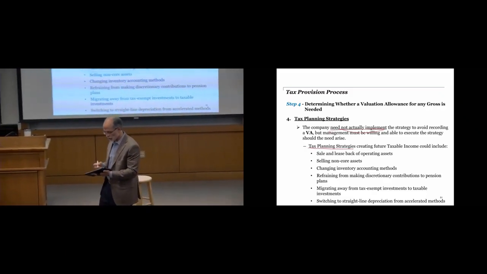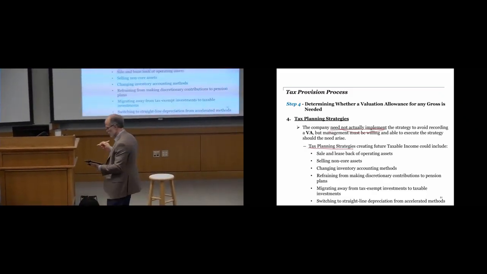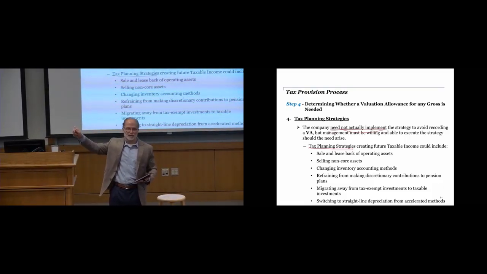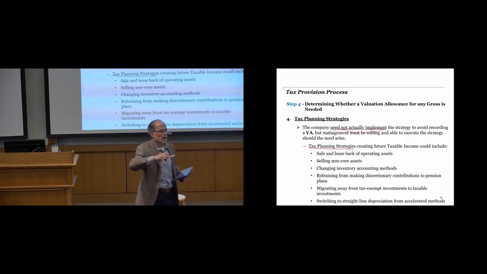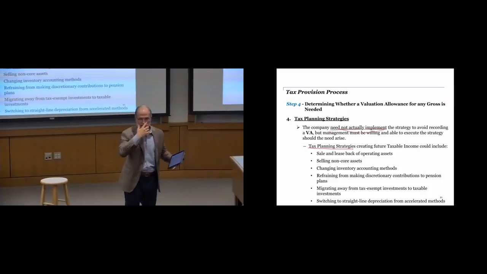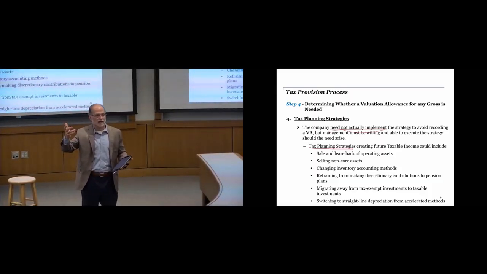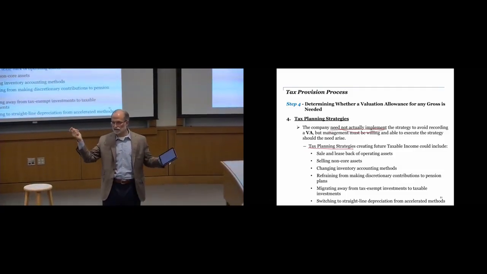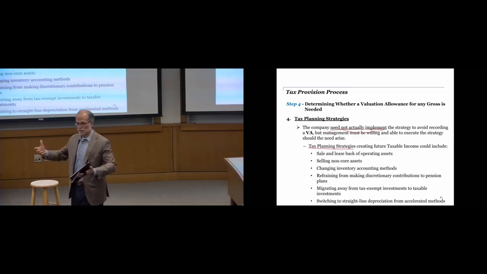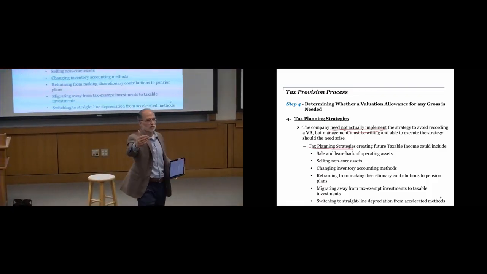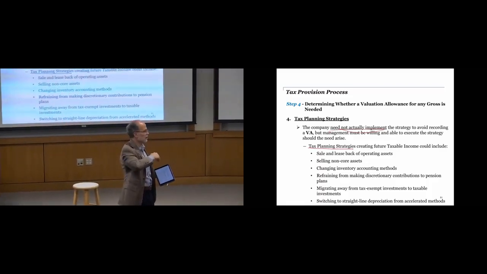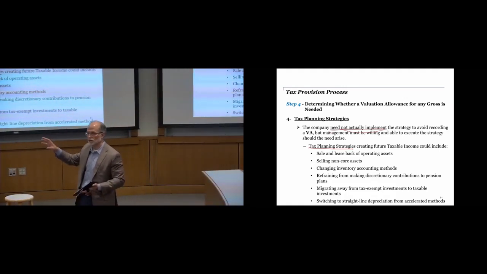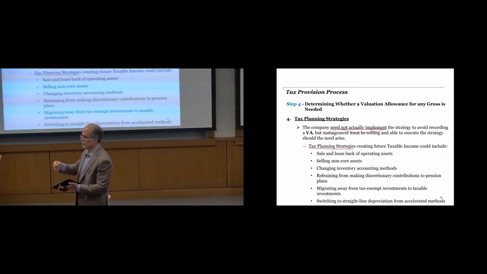So what are some of those tax planning strategies that would create future taxable income? You can sell assets and lease them back, right? Sale leaseback transactions would create a taxable event because you sold your assets. If you sell them for more than your basis, that's gain, right? But you still need the assets in your business, so you agree the person who's buying them is going to lease them back to you. You've essentially moved those assets off your balance sheet, but you've done that in a manner that creates taxable income.